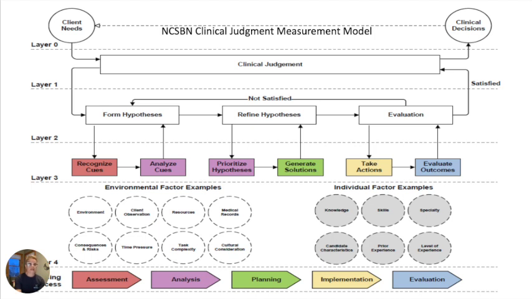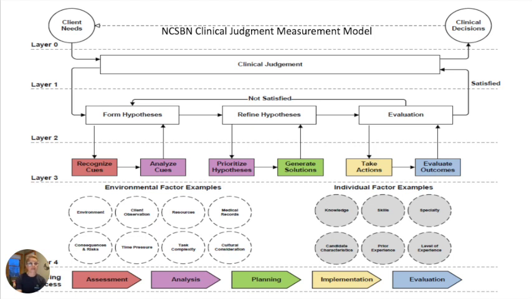I really want to draw your attention in particular to layer 3 and layer 4. Layer 3 are the cognitive skills that the students need to work through while they're performing patient care. So recognizing cues, analyzing cues, prioritizing hypotheses, generating solutions, taking action, and evaluating outcomes. The color coding there is purposeful. So there is somewhat of an alignment to some degree between those steps in the nursing process and the cognitive skills in layer 3 of the clinical judgment measurement model.